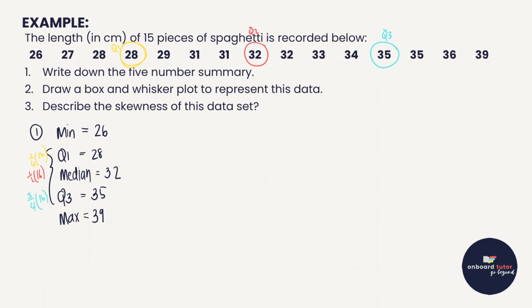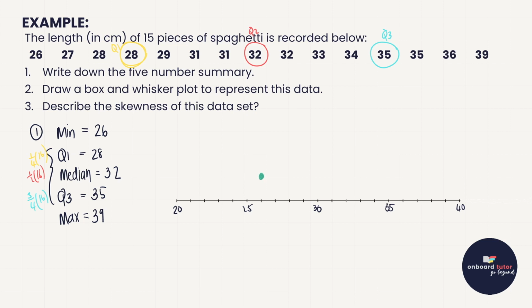Okay, now they say draw a box and whisker plot to represent this data. So don't be tempted to go, cool, here we go, I'm done. Remember, this is maths and we need to be accurate. So the first thing I do is I draw a number line, and now I'm ready to plot. The minimum value here is 26. So let's get that going there.